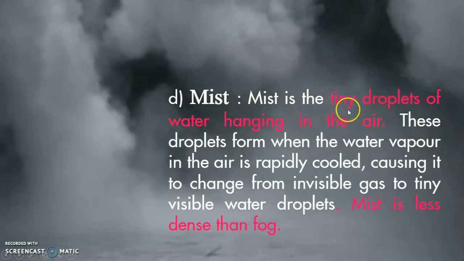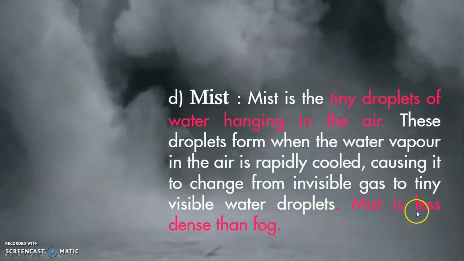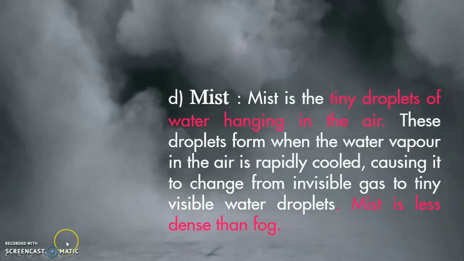Mist is the tiny droplets of water hanging in the air. These droplets form when the water vapor in the air is rapidly cooled, causing it to change from invisible gas to tiny visible water droplets. And children, mist is less dense than fog. Moreover, fog lasts for a longer period, whereas mist lasts for a short time.